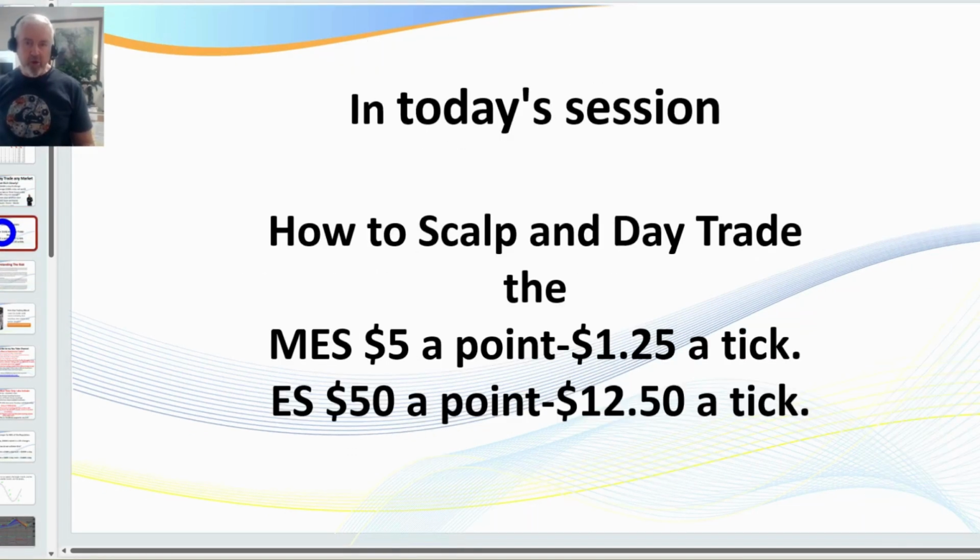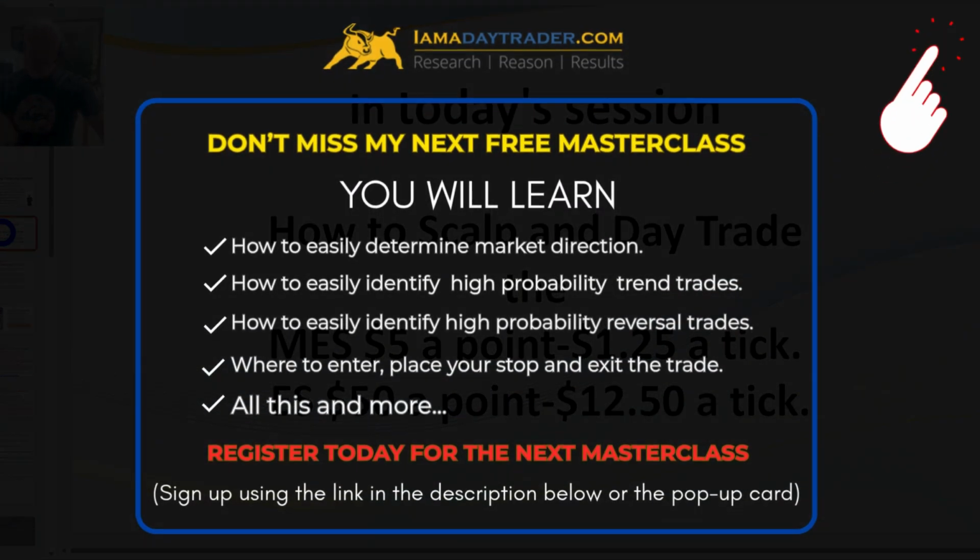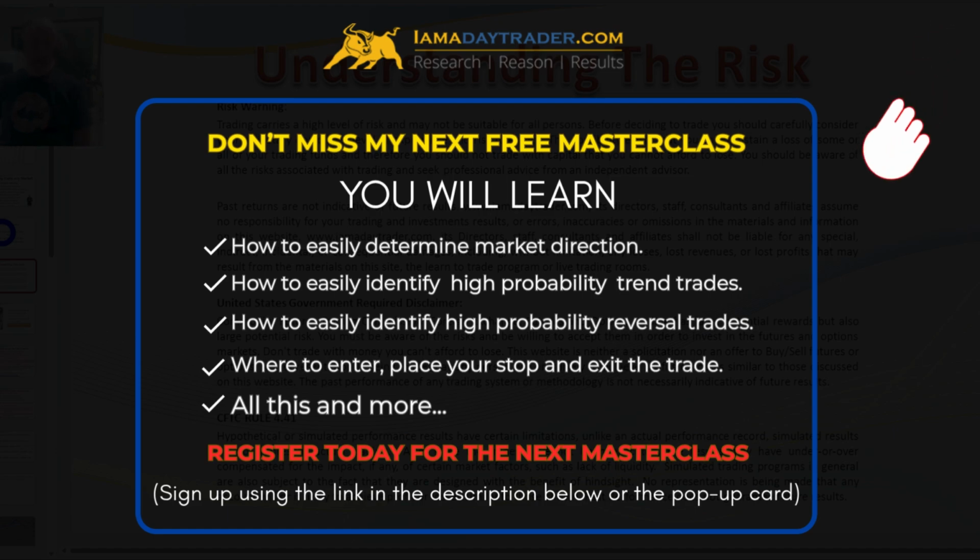Now today we're going to be focusing on the ES, that is the live trades were taken on the ES. If you don't have the account size requirement to trade the big contract, you can start by trading the micro. The difference is $5 a point, 10% of the value of the big contract, which is $50 a point or $12.50 a tick.